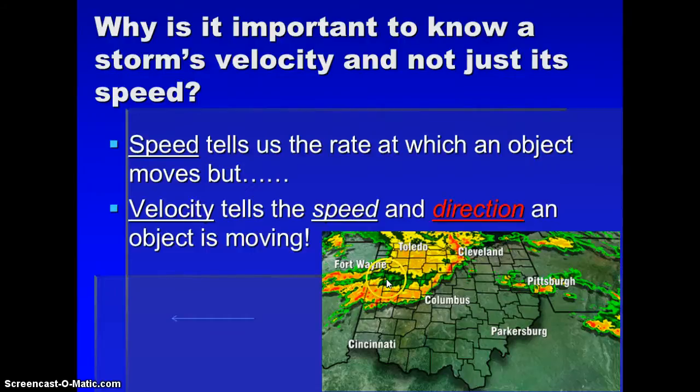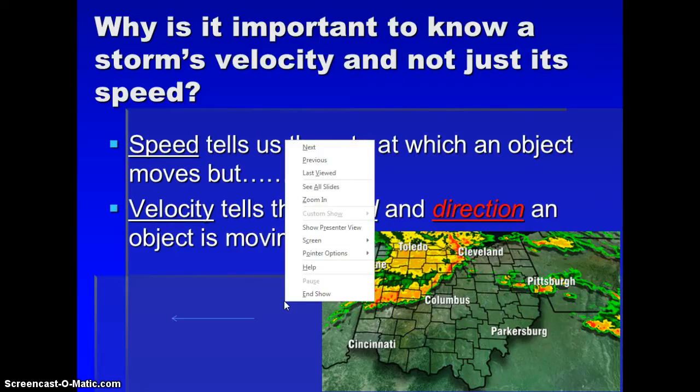So, here's an example of a weather map, and here we are right there. If we knew that the storm was just traveling at 60 miles per hour, would that do us any good? No, we wouldn't know if it's coming towards us, if it's already past us, or what. But when we say we're sitting here in Findlay and the storm's over here and we say it's moving 60 miles per hour east, okay, we know that it's going to be hitting us soon and that we need to probably seek shelter. So direction is very important in terms of predicting and helping protect people when it comes to storms. Okay? Alrighty.